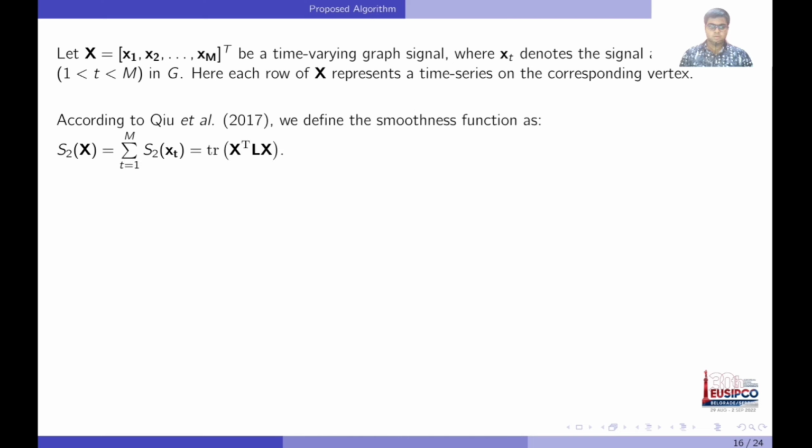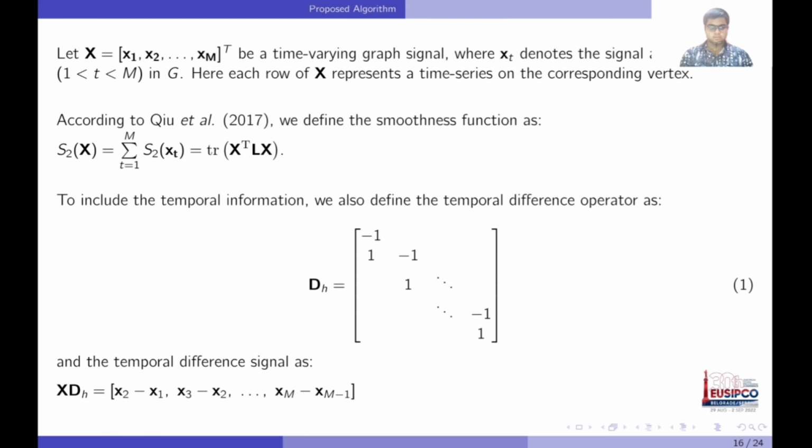In 2017, Qiu and others defined a smoothness function S2(X), which is basically the trace of the product of the transpose of matrix X, the Laplacian, and the matrix X itself. The expression here comes from the sum of all the Laplacian quadratic forms of each graph signal.